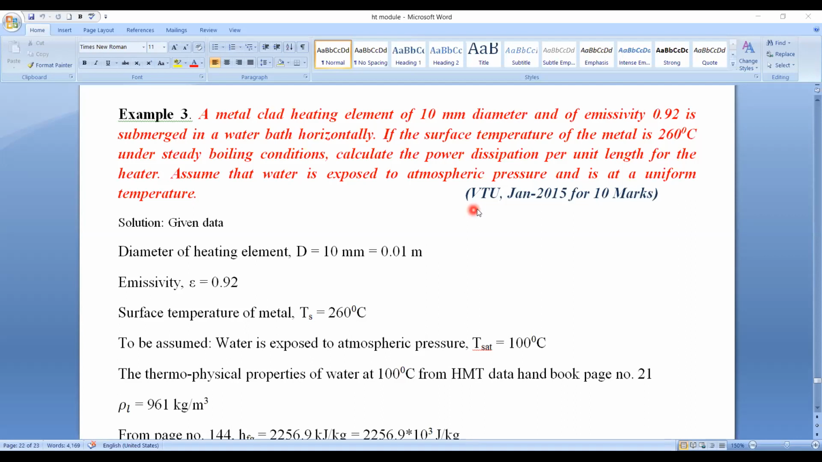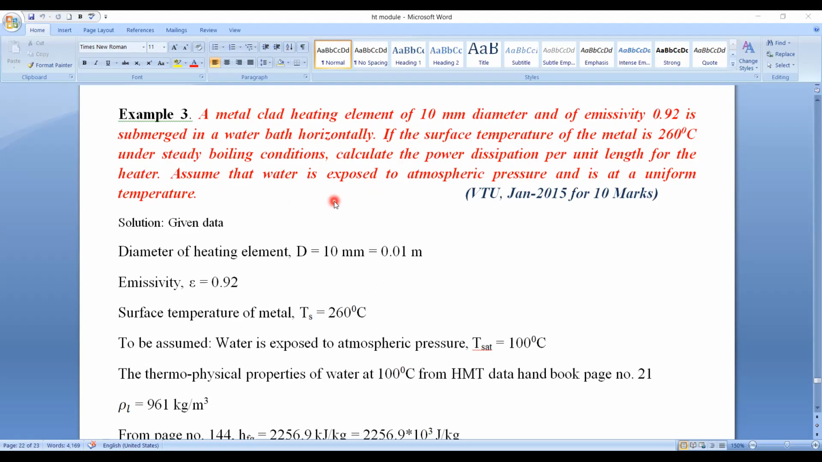This was asked in VTU January 2015 for 10 marks. A metal clad heating element of 10 mm diameter and of emissivity 0.92 is submerged in a water bath horizontally. If the surface temperature of metal is 260 degrees centigrade under steady boiling condition, calculate the power dissipated per unit length for the heater. Assume that water is exposed to atmospheric pressure and is at uniform temperature.